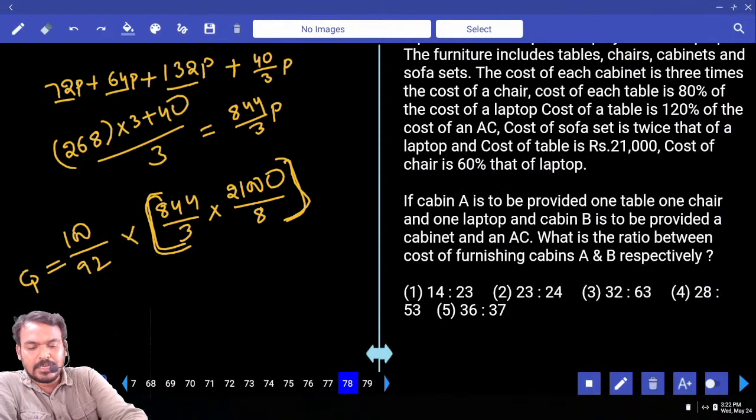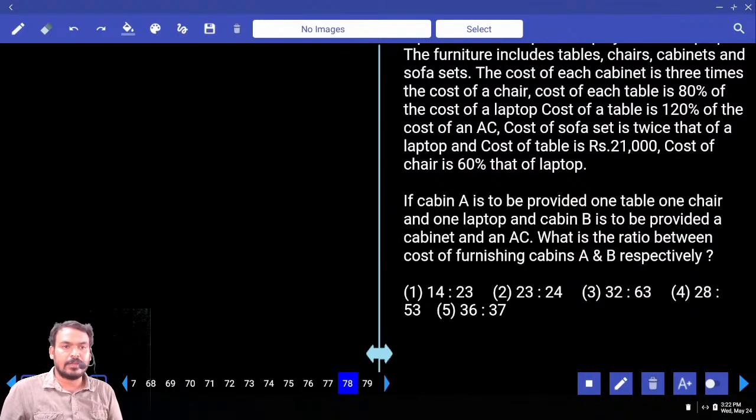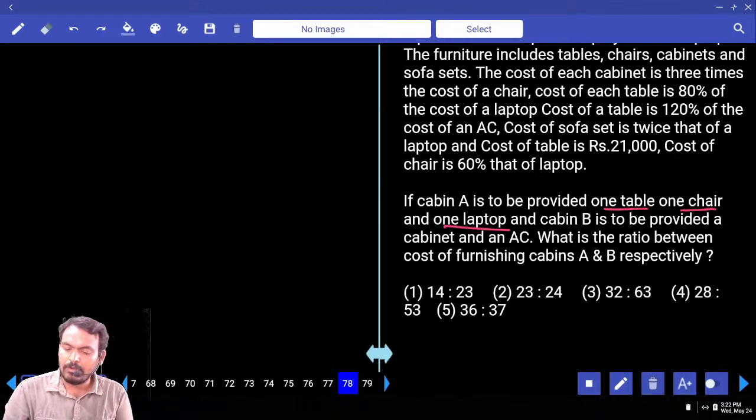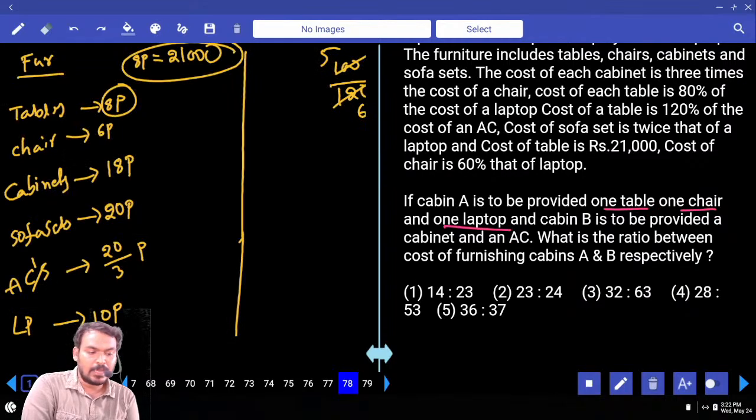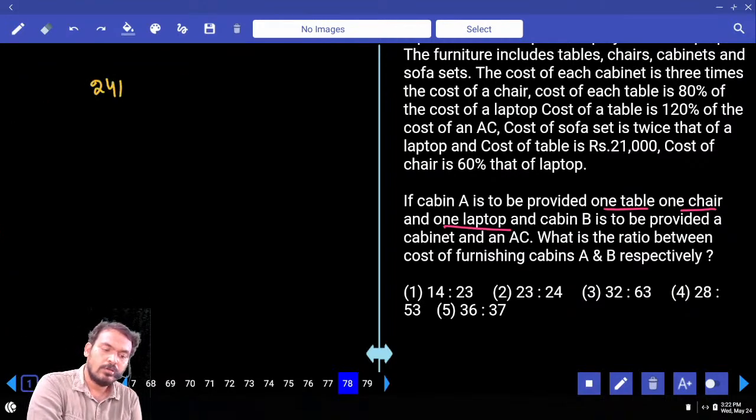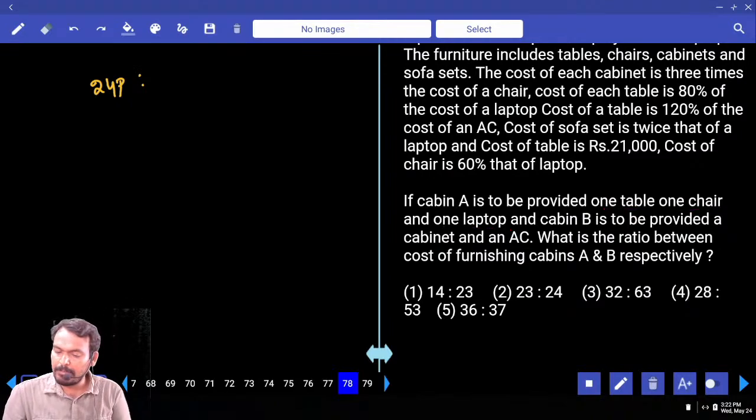Next question number 78. If cabin A is to be provided one table, one chair and one laptop, and cabin B is to be provided a cabinet and an AC, what is the ratio between the cost of furnishing cabins A and B respectively? Cabin A: one table, one chair and one laptop. One table means 8 parts. One chair, 6 parts. 8 plus 6, 14. What is one laptop? 10 parts. Total it is 24 parts.